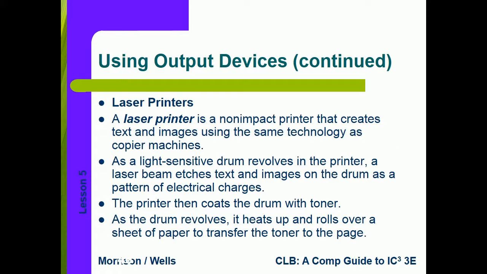Using output devices, continued. 46. Laser printers. A laser printer is a nonimpact printer that creates text and images using the same technology as copier machines. As a light-sensitive drum revolves in the printer, a laser beam etches text and images on the drum as a pattern of electrical charges. The printer then coats the drum with toner. As the drum revolves, it heats up and rolls over a sheet of paper to transfer the toner to the page.